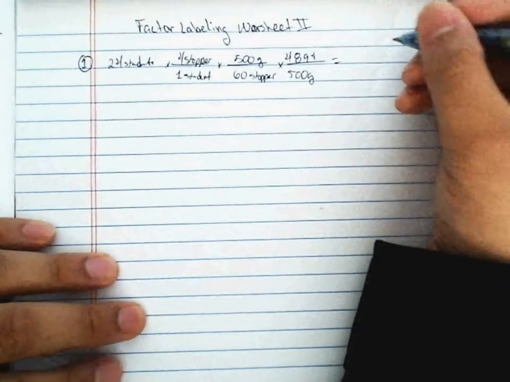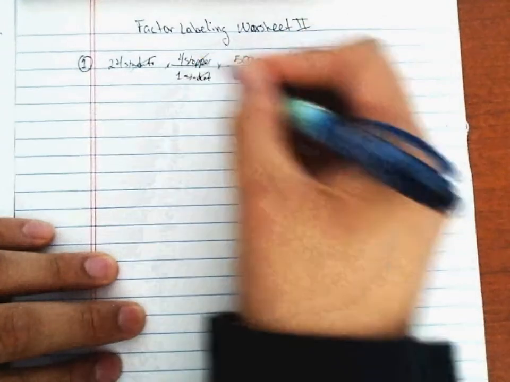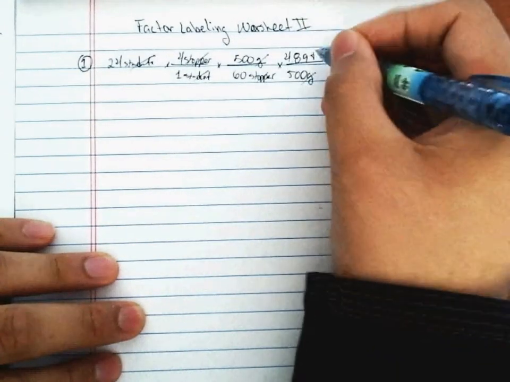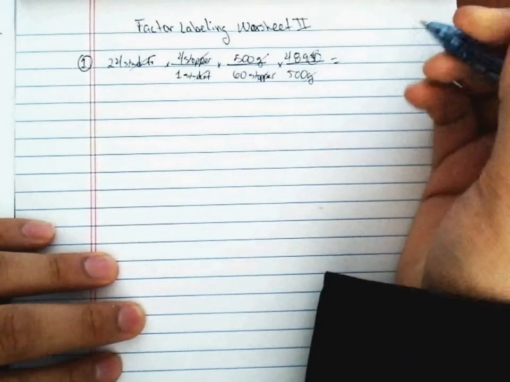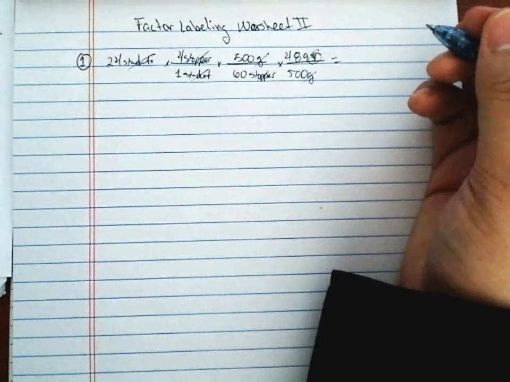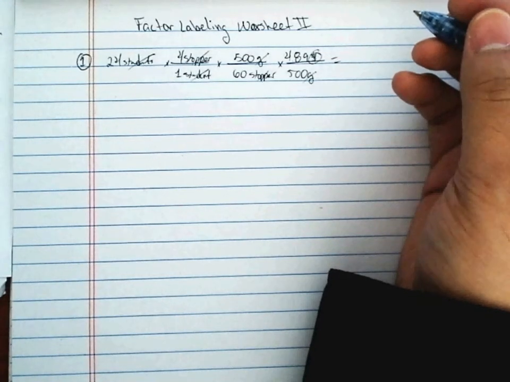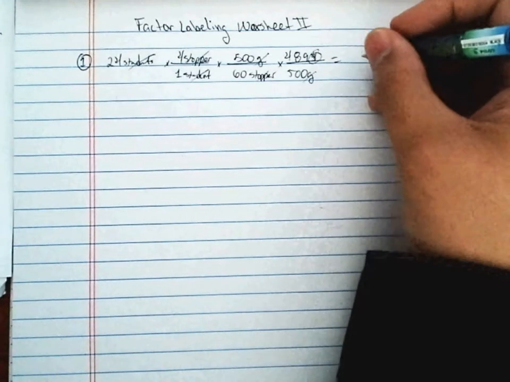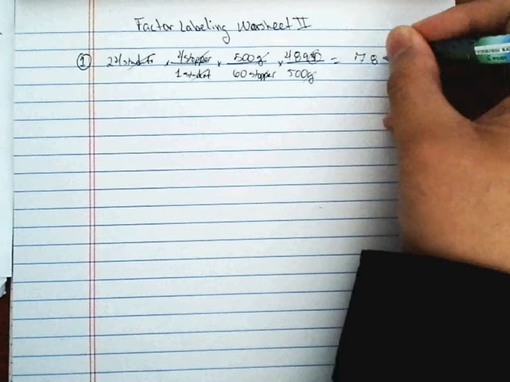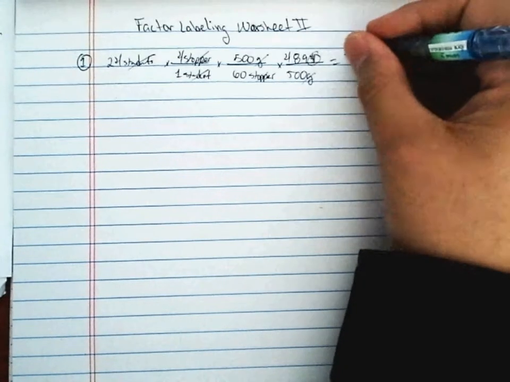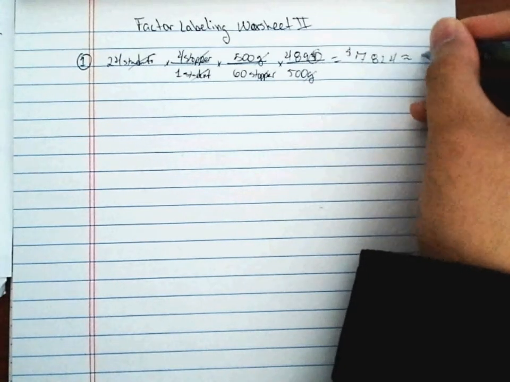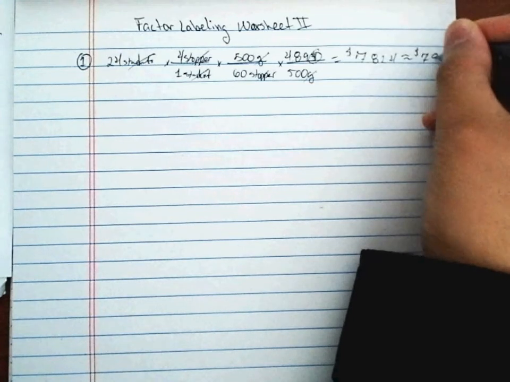So students will cancel out, stoppers will cancel out, grams will cancel out, and we're left with dollars. So we do 24 times 4 divided by 1 times 500 divided by 60 times 4.89 divided by 500. We are left with $7.824, or just about $7 with 82 cents.